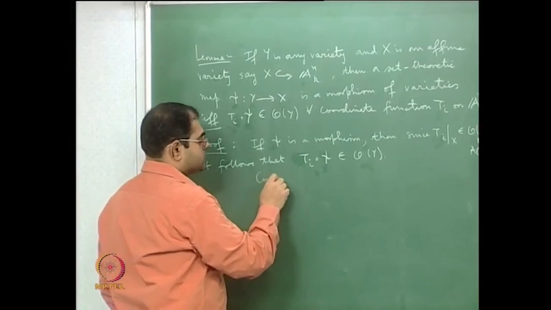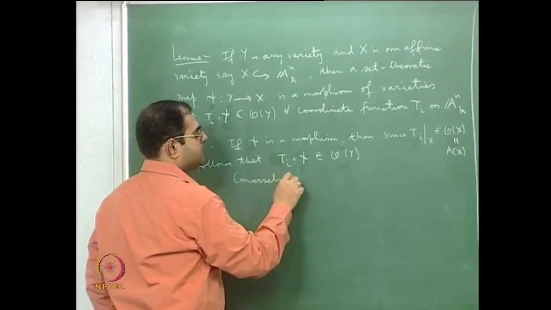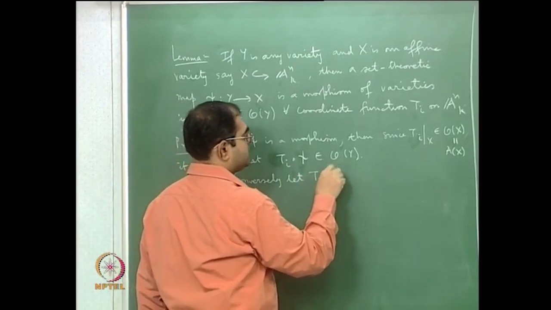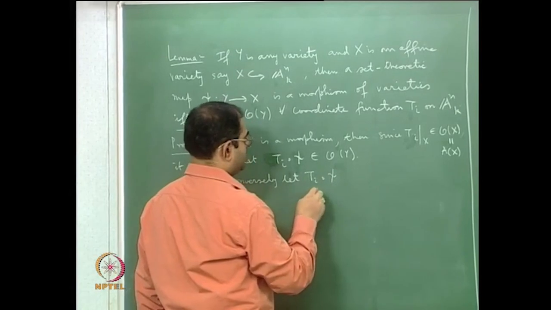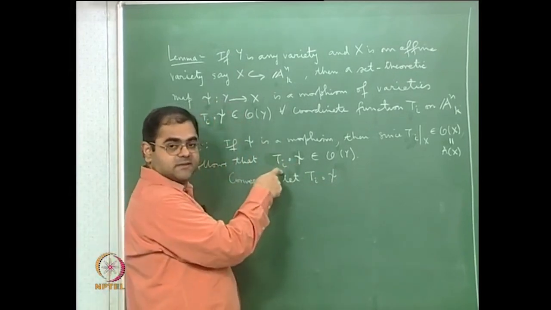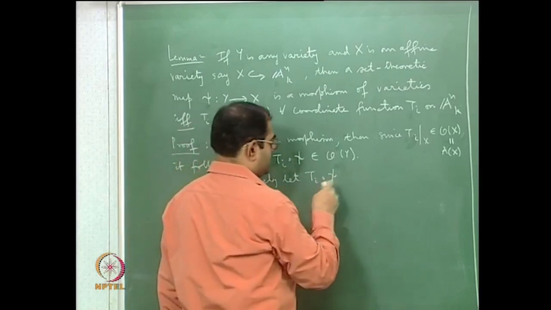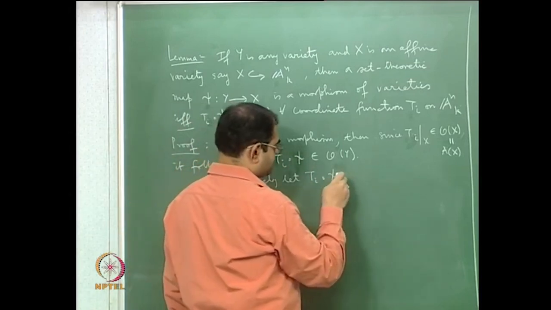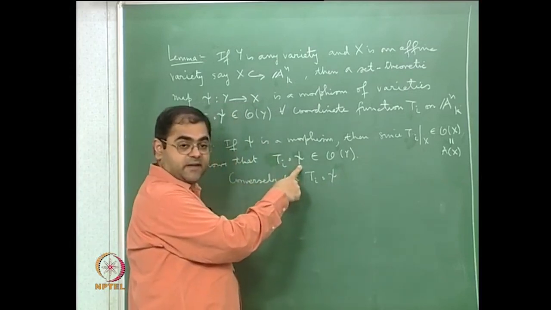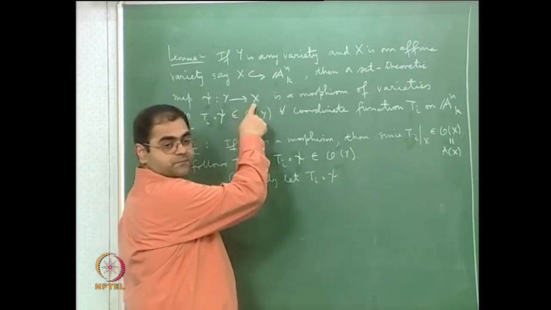Conversely, let ti circle psi, if you want. Of course, here when I say ti circle psi I mean ti restricted to x circle psi, it doesn't matter, but that's what it means, because I'm evaluating ti on the image of psi, which is x, because psi goes into x. Okay.